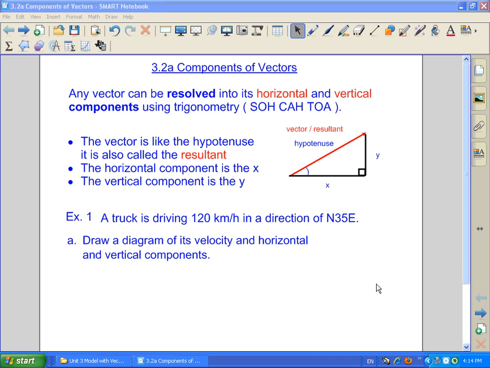Hi class, welcome to lesson 3.2a, components of vectors. We'll be spending a couple days on the components of vectors and we're breaking it down into two different parts. Okay, so let's take a look at what we have here today.